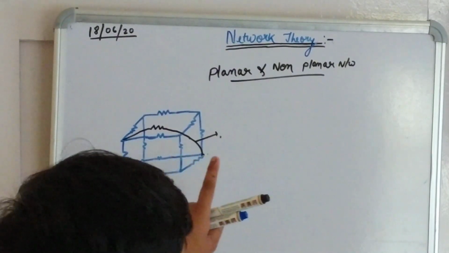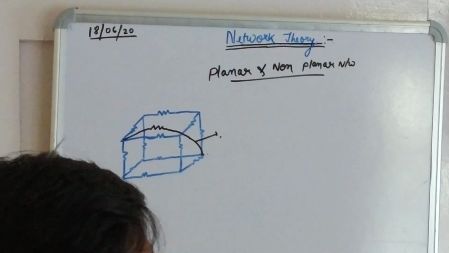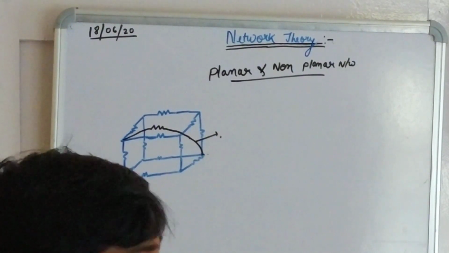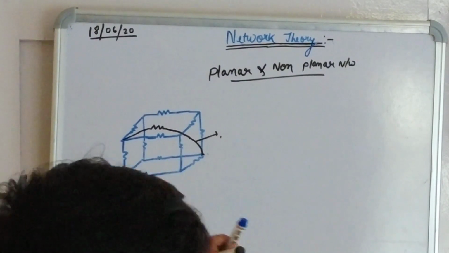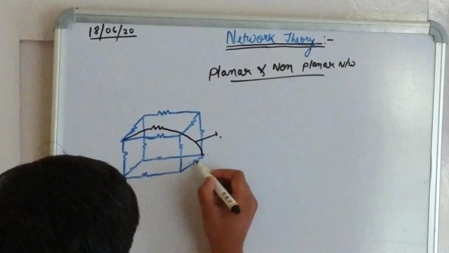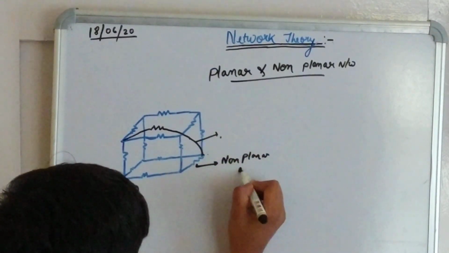And also you need to remember that after drawing in the 2D plane, the connection should be the same. So you will see that you will not be able to draw this in a 2D plane without any overlapping. So this is a non-planar network.